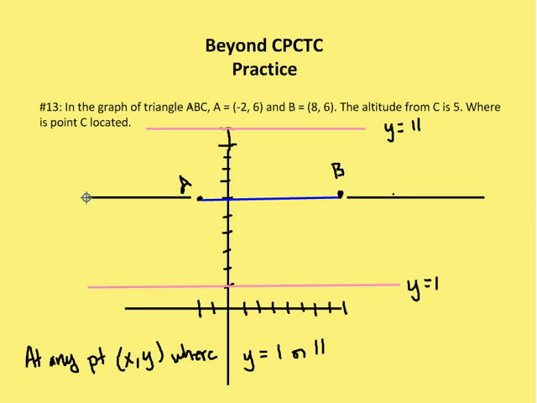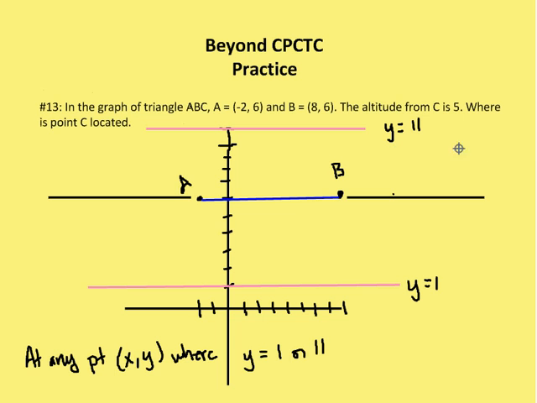So the altitude to AB doesn't necessarily have to connect with the segment AB, but it has to touch the line that extends in either direction from AB. So an altitude of a triangle is a line segment drawn from any vertex of the triangle to the opposite side, and we can extend if necessary, and it's perpendicular to that side, so it forms a right angle. So there are two different possibilities.